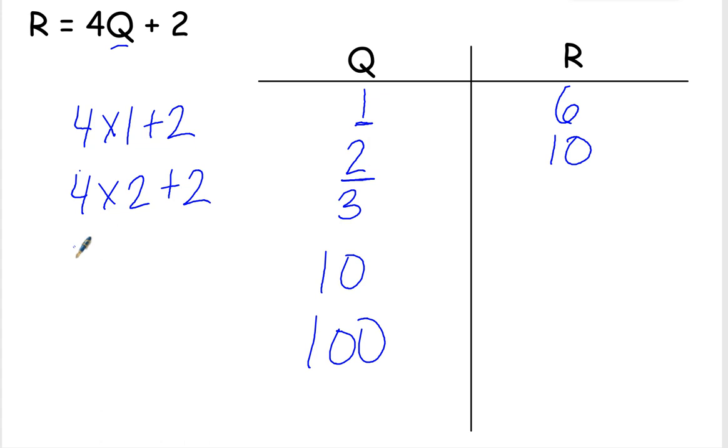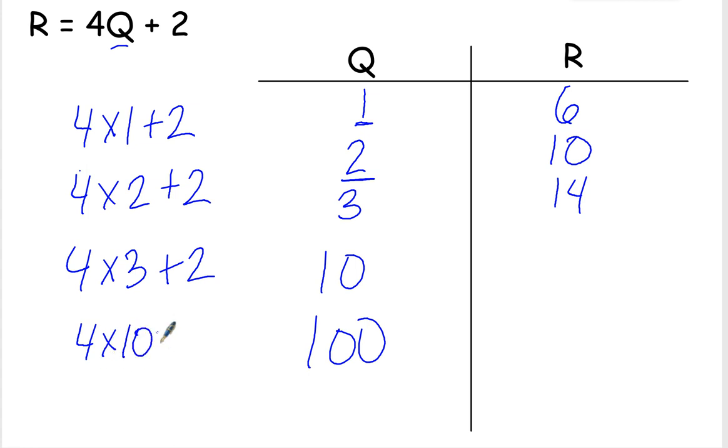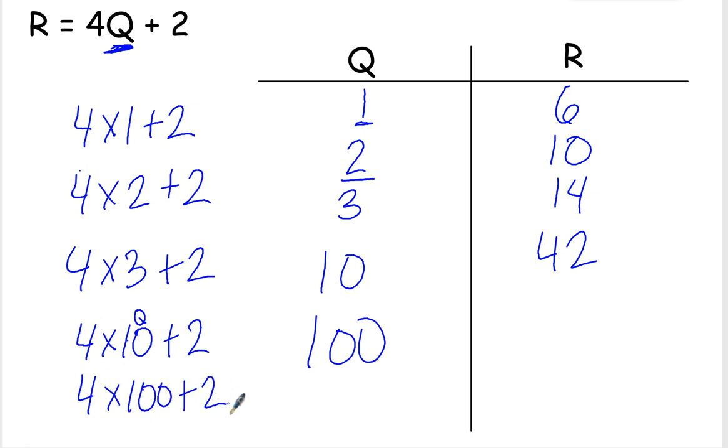Okay, put the 3 in for Q. So 4 times 3 is 12, plus 2 is 14. I'm going to put the 10 in, so we're going to end up with 4 times 10 plus 2. So notice how I'm putting the number in for where the letter Q is. Okay, so 4 times 10 is 40, plus 2 is 42. And the last one, 4 times 100 plus 2. So 4 times 100 is 400, plus 2 is 402.